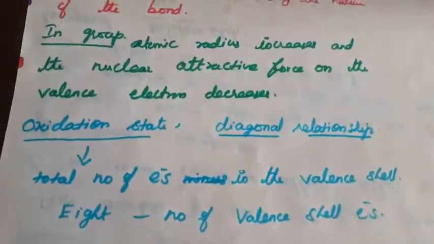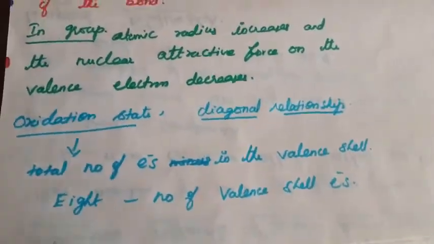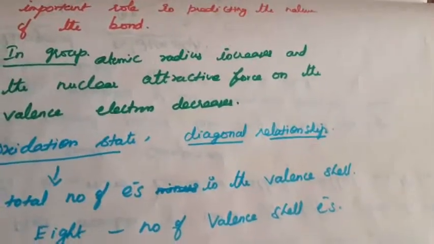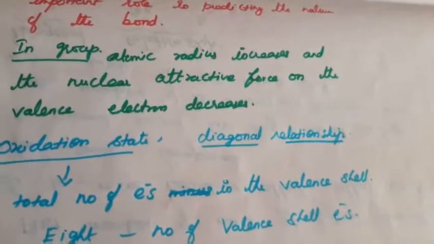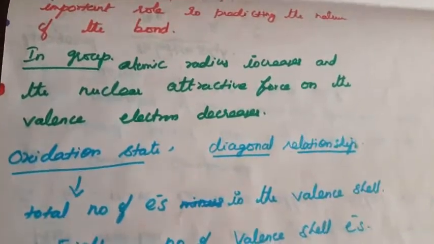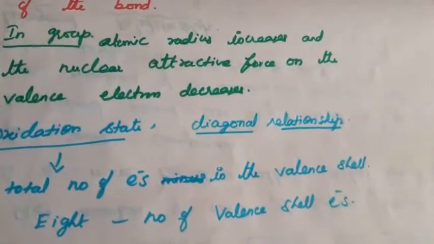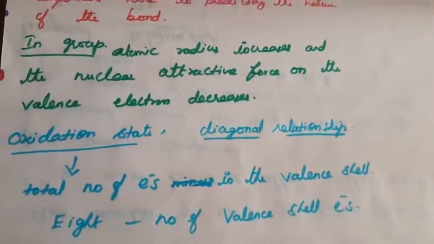Another one is oxidation state. Next another one is anomalous properties. Electron affinity, ionization energy and electronegativity are called periodic properties. So next one is the oxidation state and valence electrons. Then there is the diagonal relationship.